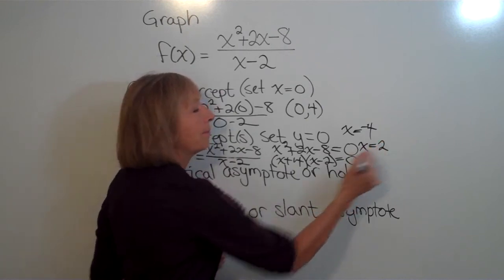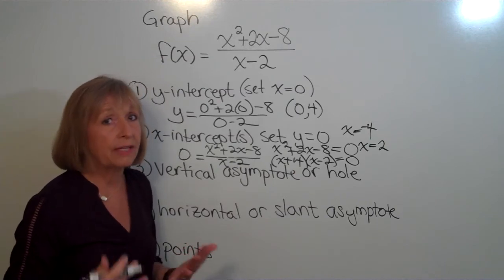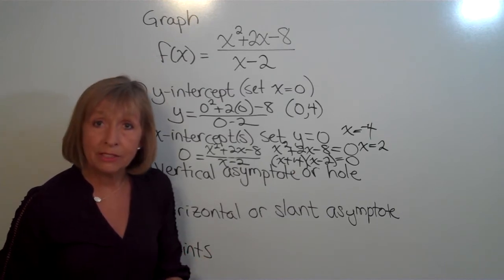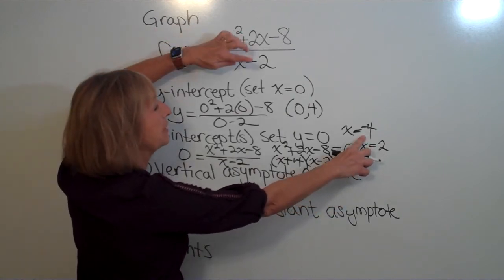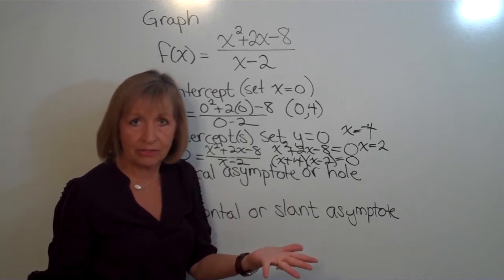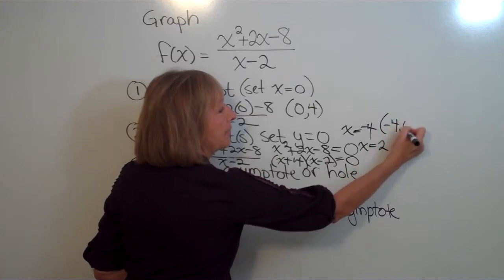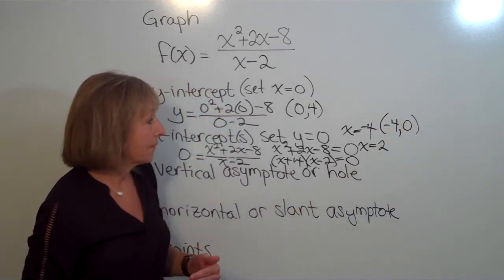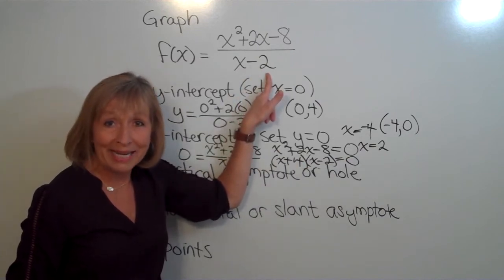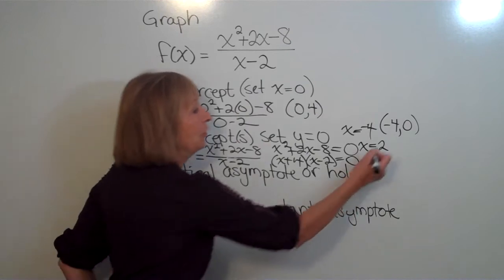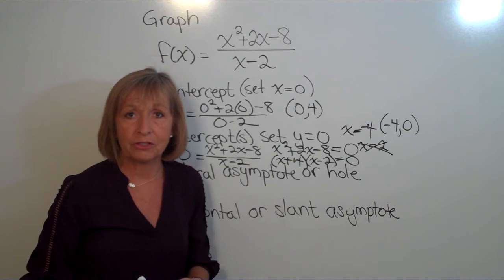And these are my possible x-coordinates of my x-intercepts. But I still need to make sure that they don't make the denominator 0. I need to make sure they're in the domain of the function. Well, negative 4 minus 2 is negative 6. Doesn't make the denominator 0. So I can use that. So it is the ordered pair negative 4 comma 0 for an x-intercept. But 2 minus 2 gives me a 0 in the denominator. So I can't use x equal 2 as an x-intercept because it's not in the domain of the function.